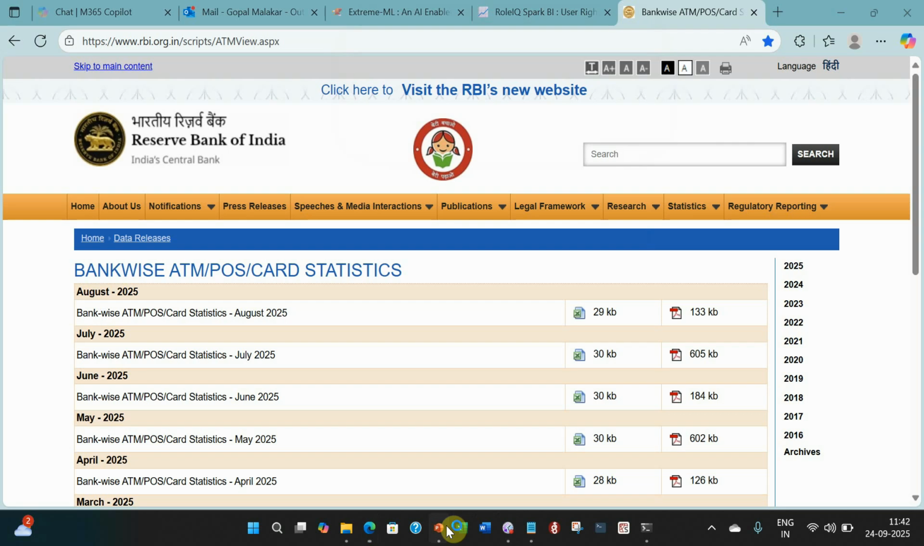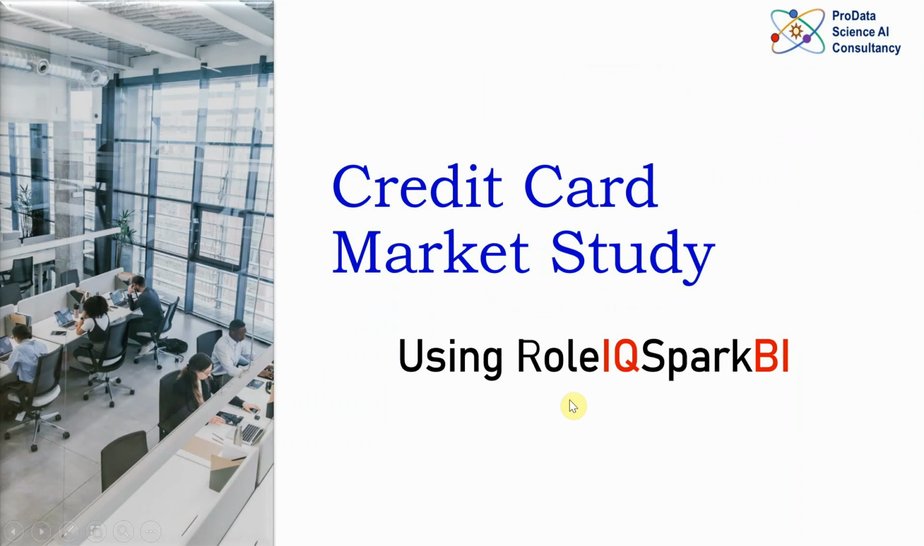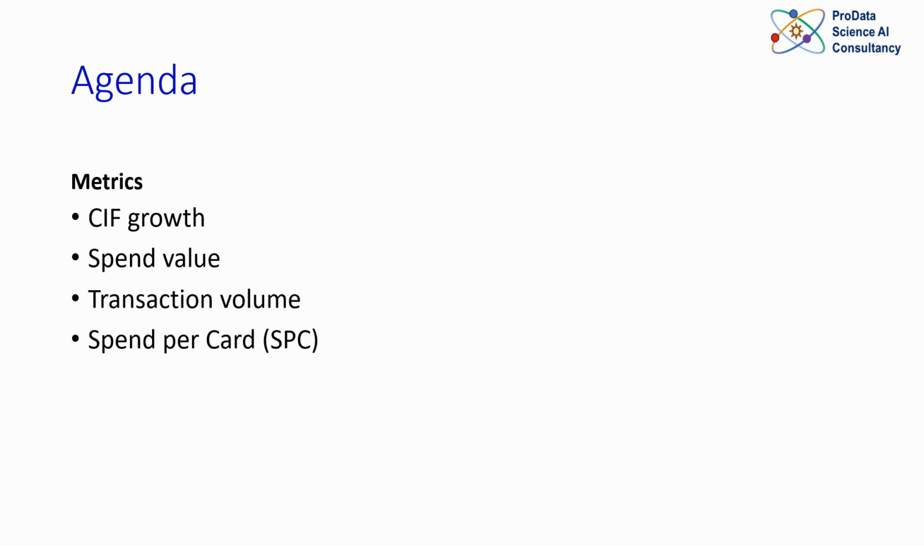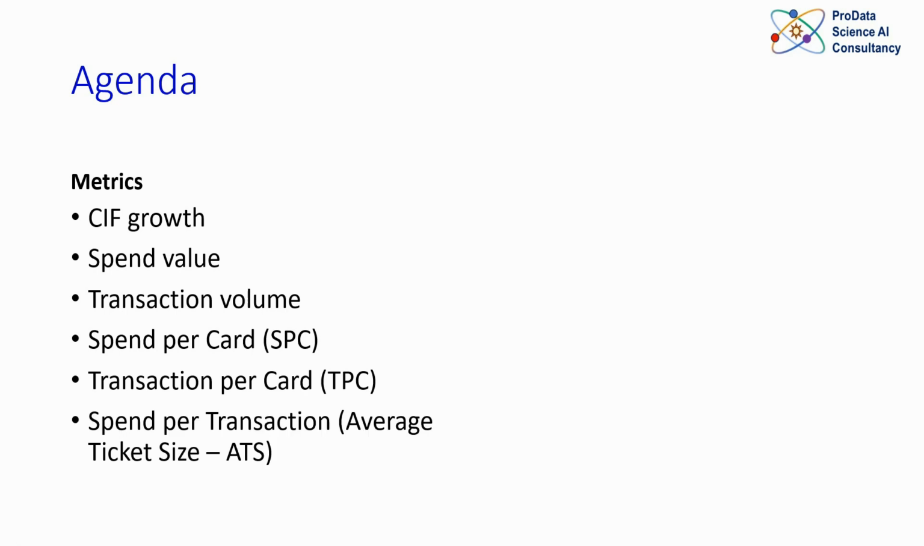So let's first understand what we are going to cover. We'll be using Role IQ Spark BI for this study, and the metrics we are going to cover are CIF growth, how the cards in force have grown over time, how the spend value has changed, how the transaction volume has changed, and how spend per card has changed over time. Everything will be studied monthly and YTD, along with transaction per card and spend per transaction, which is as good as average ticket size in one swipe, how much you are purchasing.